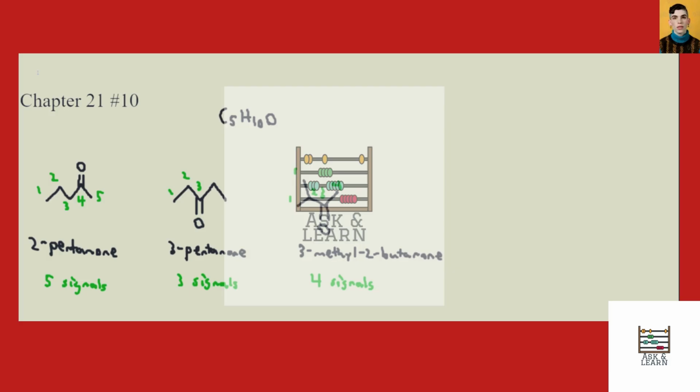And so obviously we could put whatever we have in an NMR tube and take a carbon NMR of it. And depending on how many signals we see, we could tell which of these we're looking at. And so that's the answer to Chapter 21, problem number 10.